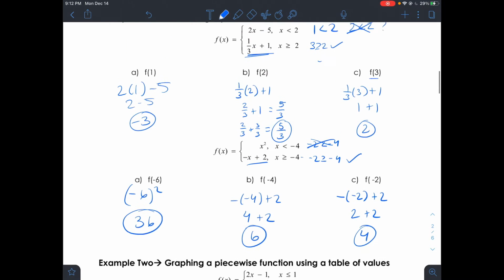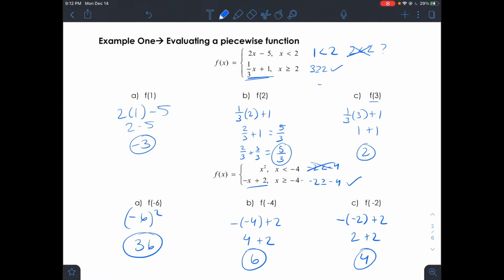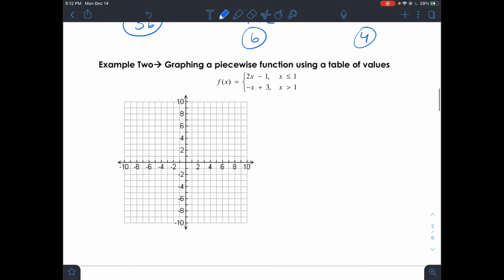All right, so that is how you evaluate a piecewise function, right? That's what we did on the function notation worksheet, right? You had to evaluate those given functions. So that's exactly what we just did. The only thing that was different was we had to decide which function's going to work for that x value.